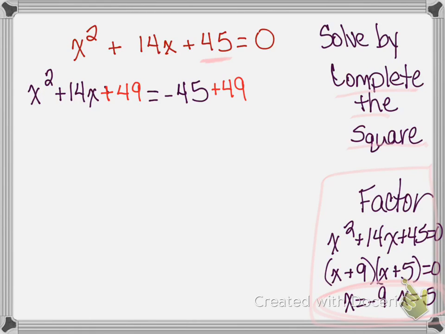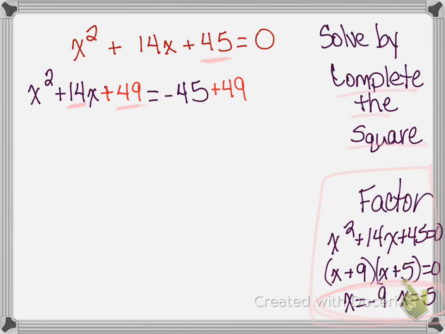So what I did, this is my b value right here. I take half of whatever my b value is. I divide it by 2. So 14 divided by 2 is 7. Then I square 7. So 7 times 7 is 49. That's where I get my 49 from.